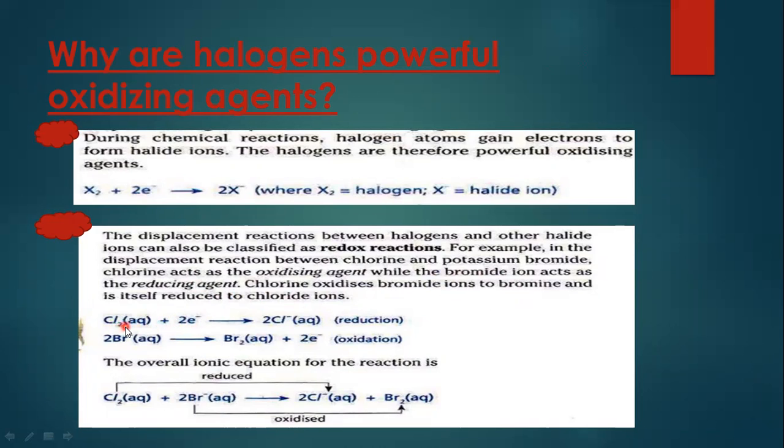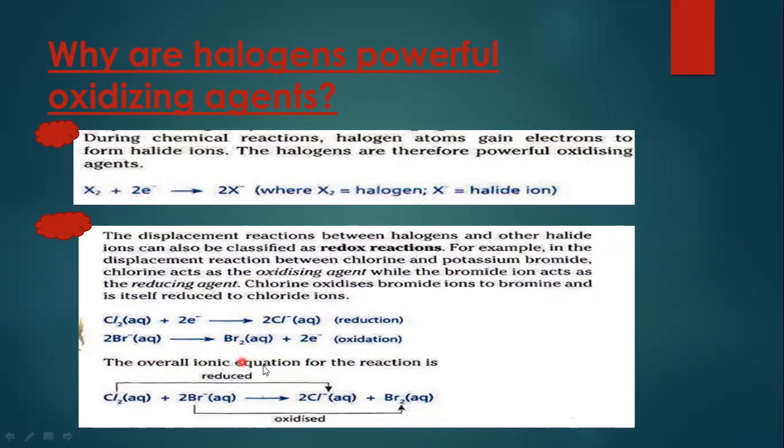When chlorine reacts with potassium bromide, then what happens? Chlorine basically converts into chloride, and how does it convert into chloride? By gaining these two electrons. Because chlorine is gaining electrons, that reaction is named as reduction. And bromide ions lose these electrons, and after losing the electrons, bromide ions are converted into bromine molecule.